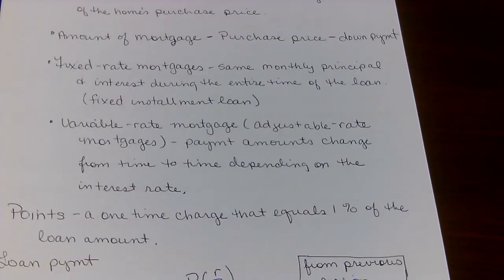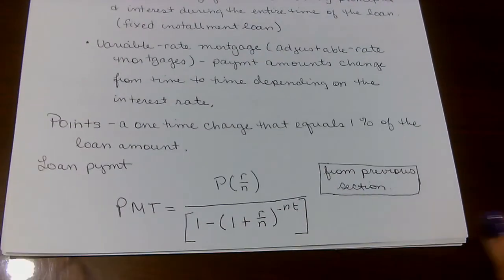There are two types of interest rates. A fixed rate mortgage will give you the same monthly principal and interest during the entire length of the loan. In other words, you pay the exact same amount every month for the length of the loan. A variable rate mortgage is an adjustable rate, where payments are going to change from time to time depending on the interest rate. Points are a one-time charge that equals 1% of the loan amount.